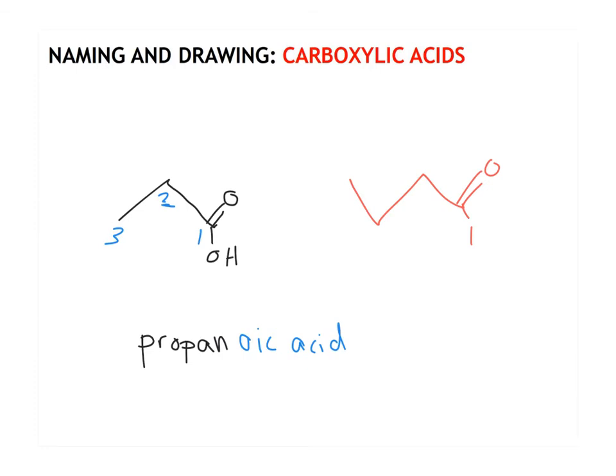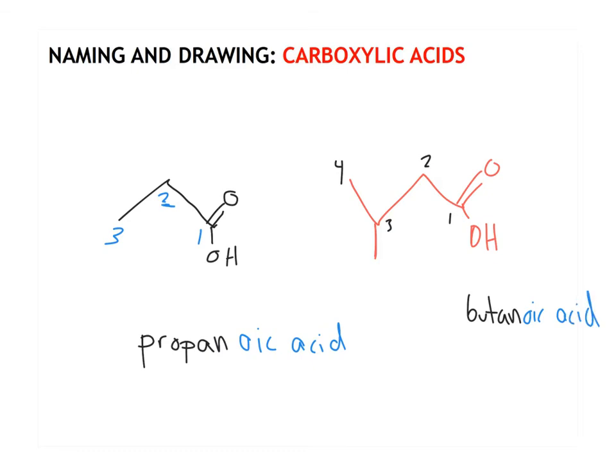when I look at this one, I guess I need a side chain on there. There we go. So if I go 1, 2, 3, 4, this is butanoic acid. So butane because it's 4, oic acid because it's a carboxylic acid.